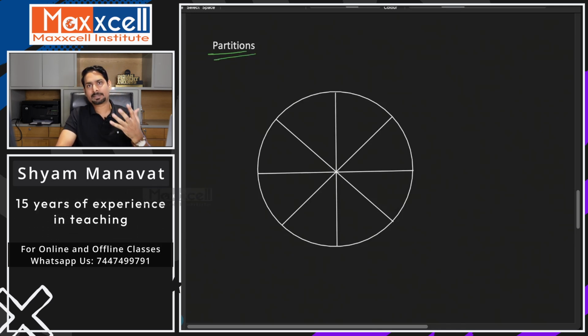Let's say this is a pizza, okay, and there are two friends, Anu and Balu. They ordered pizza, and they got a pizza having 8 slices. 8 portions. Yeah, 8 portions.